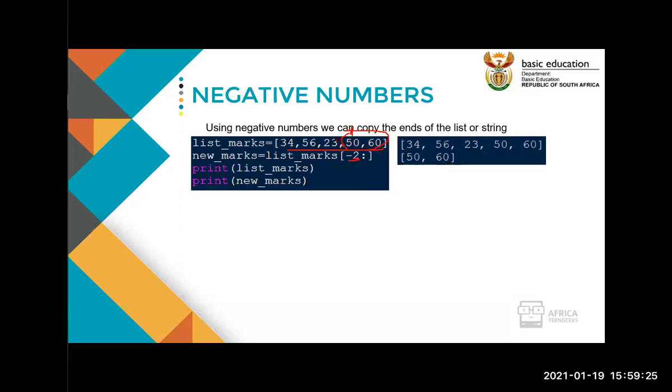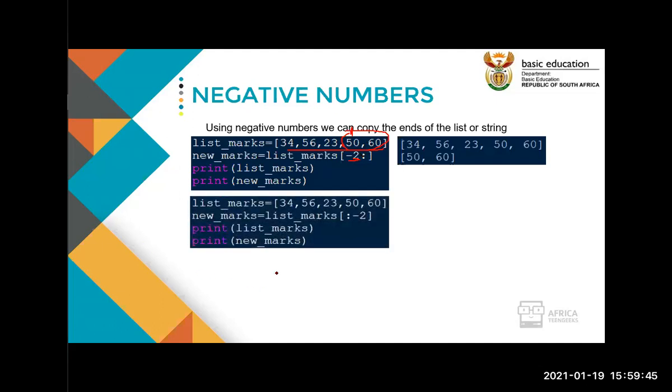Now you may say, but sir, that's the same thing. I'm just saying 0, 1, 2, 3, just start copying from 3. That's correct. But imagine now we're going to be working with large numbers, large data sets. You don't know where the second last number is. So it's a quick way of accessing it.